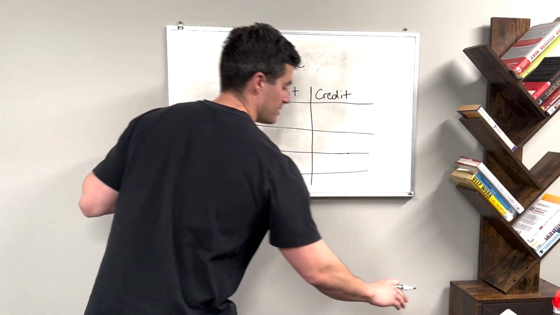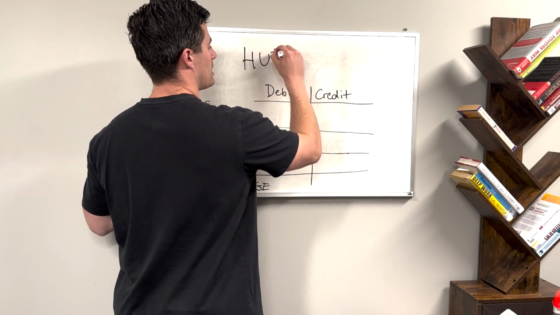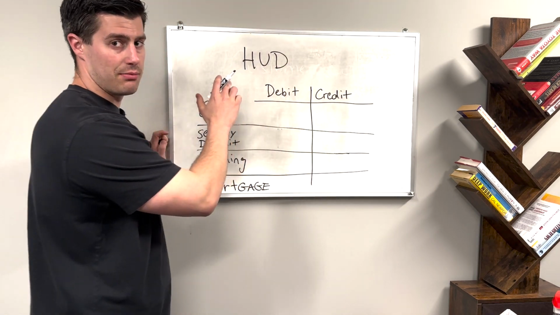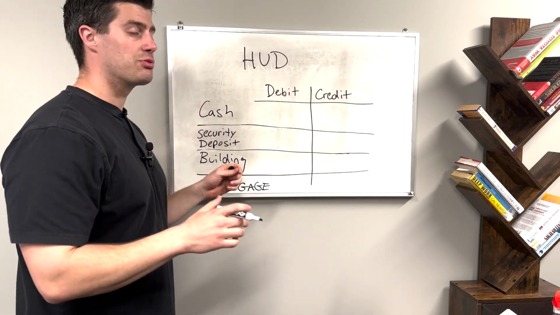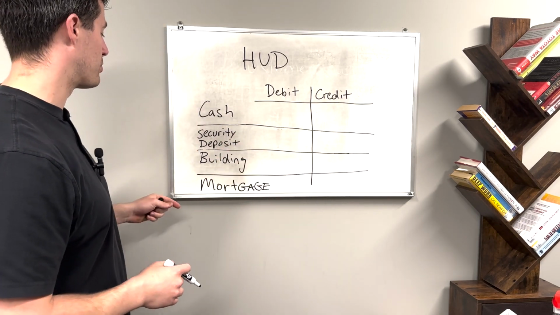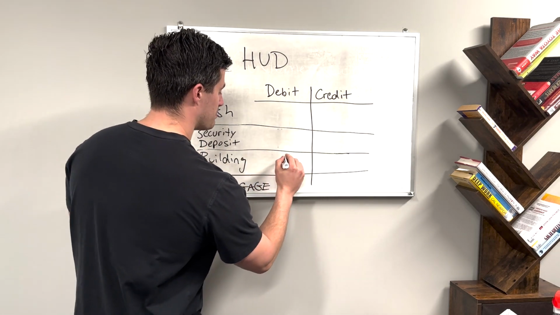You always want to make sure anytime one of your clients buys a property, get the HUD statement. Every time you buy a house, it's going to have some sort of HUD statement, and this will have all of the debits and credits lined out for you. So first of all, you're going to purchase a building.